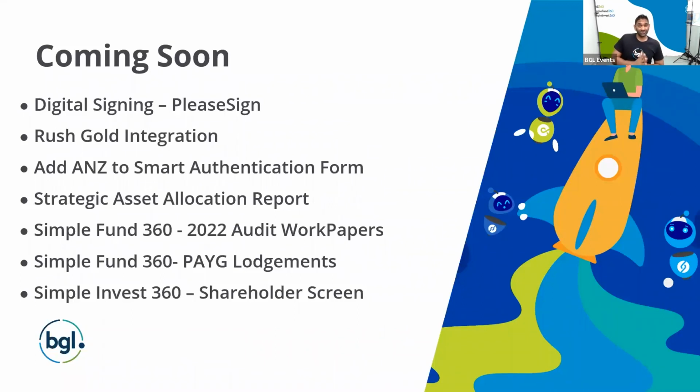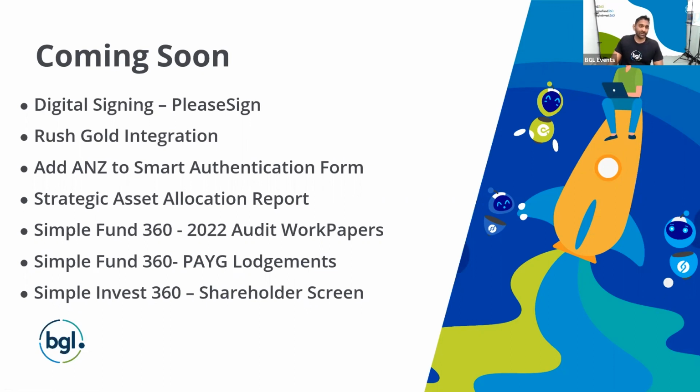That brings us to an end to the features that were implemented as part of our June update that came out a couple of weeks back. What we are working on for the next couple of months or so is adding a new digital signing provider called Please Sign. That adds to our three existing digital signing providers, DocuSign, Adobe Sign, and Fuse Sign, so we'll have a fourth party in that space as well. We will also have an integration with Rush Gold. We will add ANZ to the smart authentication form process.